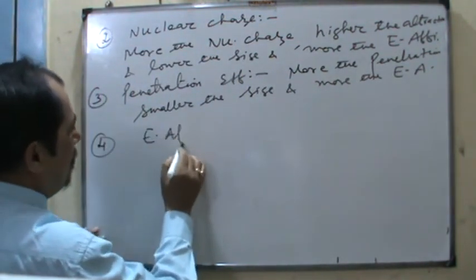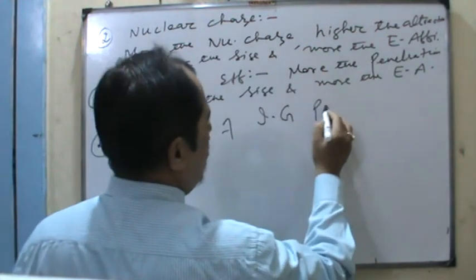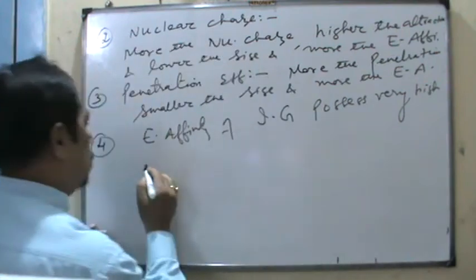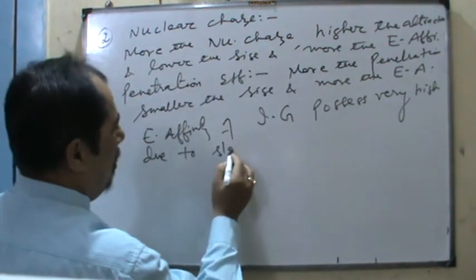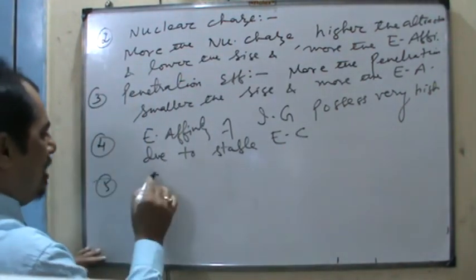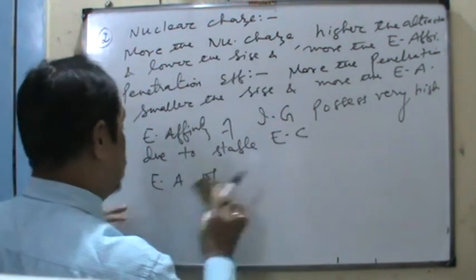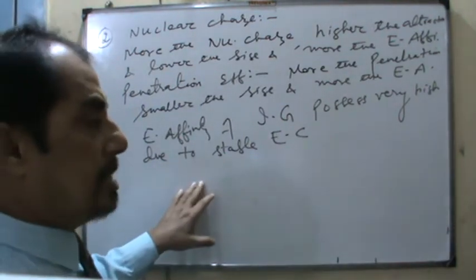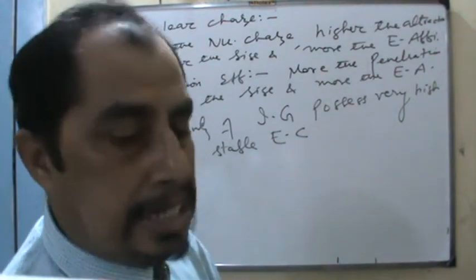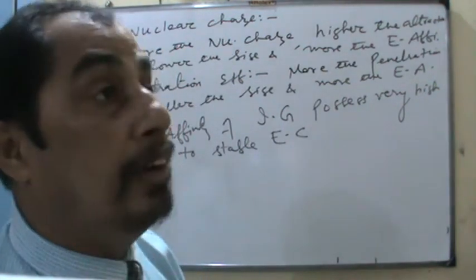Electron affinity of inert gases is very high due to stable electronic configuration. So far as electron affinity is concerned, the half filled, fully filled, as well as the inert gases, have very, very high electron affinity because they have very little tendency to gain electrons.